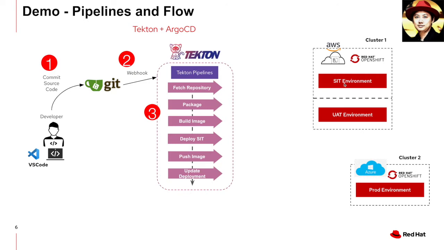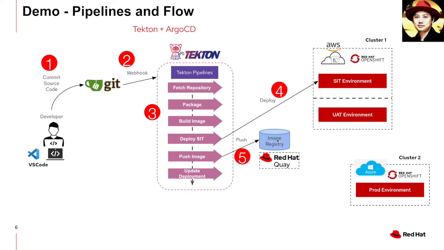My SIT is hosted in OpenShift in AWS, and at the same time, I have my UAT environment sitting on the same OpenShift on AWS. While my production environment is sitting in OpenShift in the Azure cloud. So now, my pipeline will deploy my application into the SIT within the Tekton pipeline itself. After it deploys, it will push the images into my image repository. In this case, I'm using Red Hat Quay.